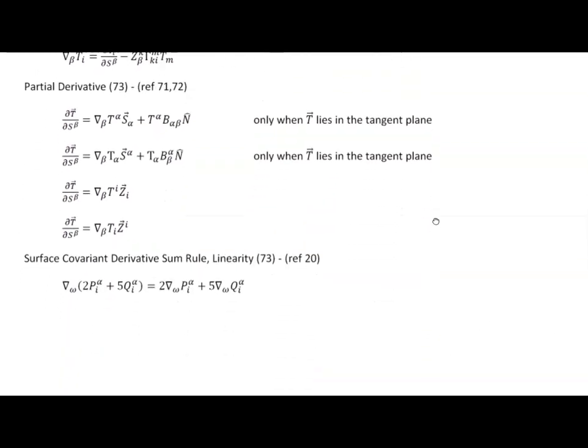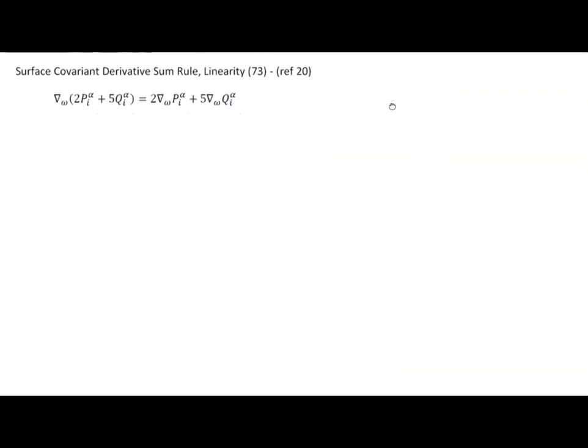In video number 20, we discovered the sum rule. We found that the covariant derivative of a sum of tensors is equal to the sum of the covariant derivatives. And we can factor out scalar factors here. So that means that this operation of taking the covariant derivative is a linear operation.